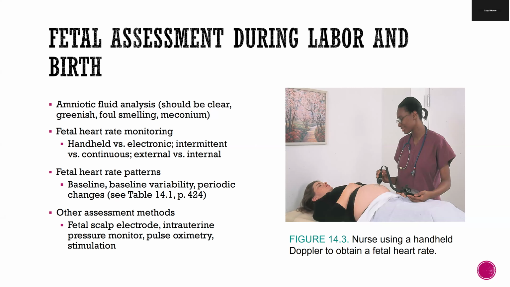And it should be between 110 and 160 beats per minute. That's what's a normal fetal heart rate. Bradycardia is below 110 beats per minute. Tachycardia is above 160 beats per minute.